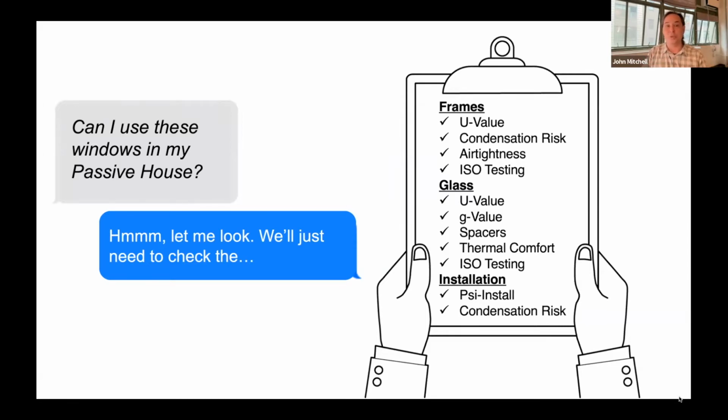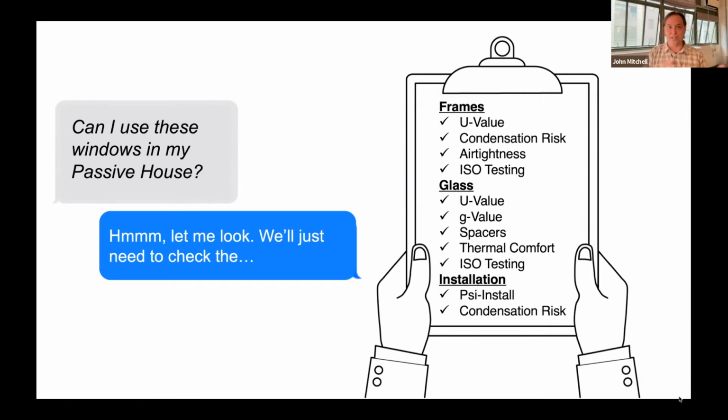All the information we have to have at our fingertips in order to analyze the products that we're using and to determine whether or not we can use them at our projects and if they're meeting the certification criteria that are set out for us. So can I use these windows in the project? Well, let me take a look at just a couple of things. I need to know the U value of the frame, if there's condensation risk associated with the frame. So I need to see some testing for that. Is the frame airtight? Do you have the ISO testing for that frame?